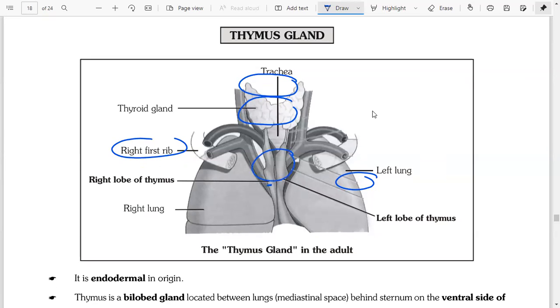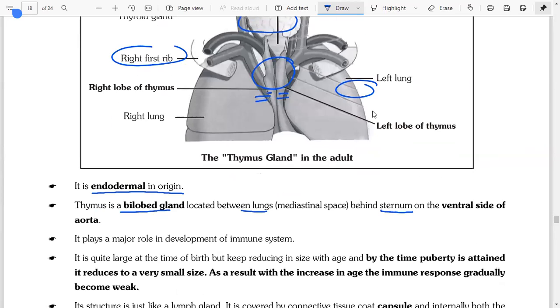As it is a bilobed structure, we have a right lobe as with the right lung and a left lobe as with the left lung, so we have the right lobe of thymus as well as the left lobe of thymus. If we talk about the origin, the thymus origin is not ectodermal, it is endodermal in origin. It is a bilobed structure located in between the lungs, between both lungs and behind the sternum. Clear? Behind the sternum and the ventral side of the aorta.